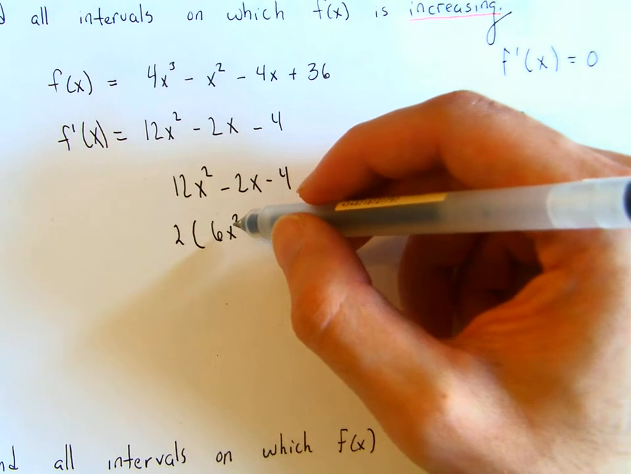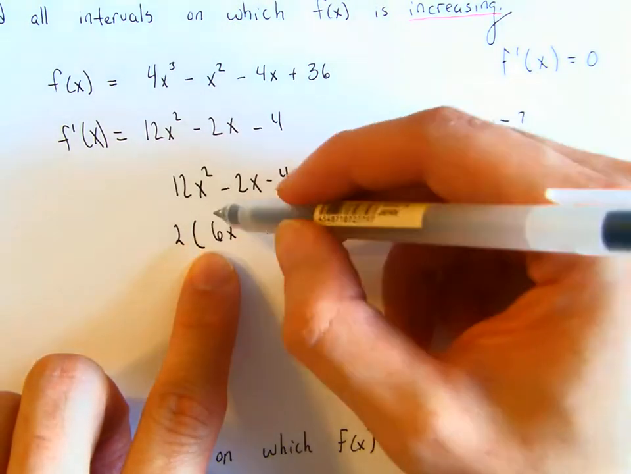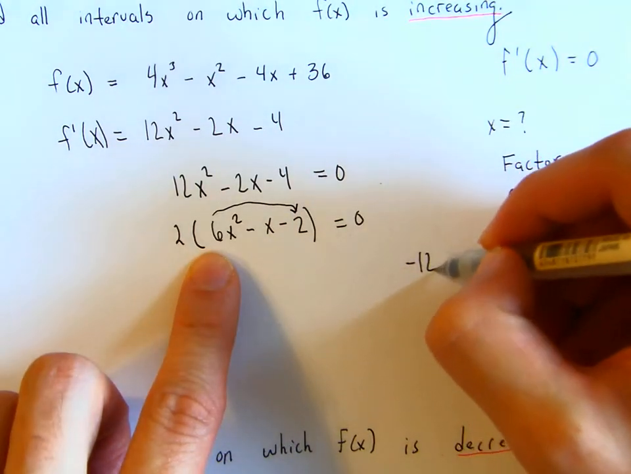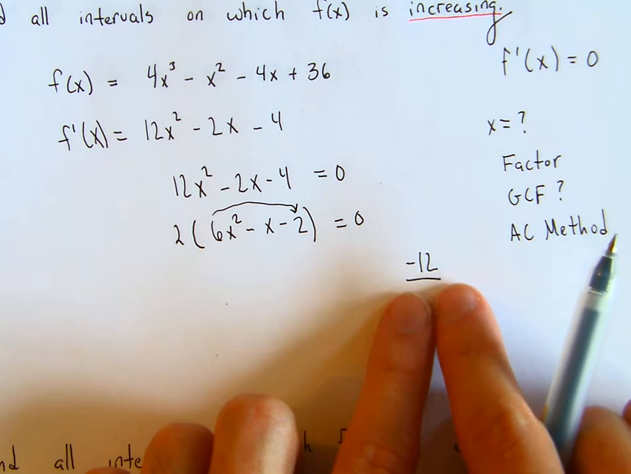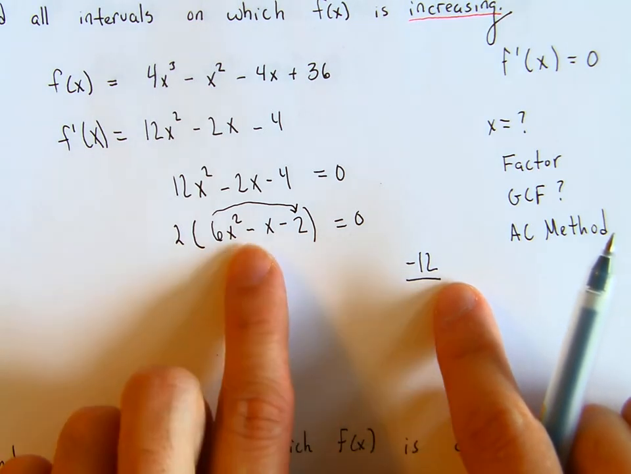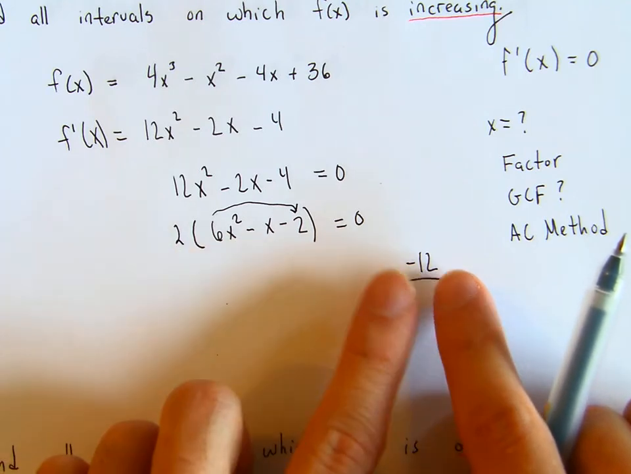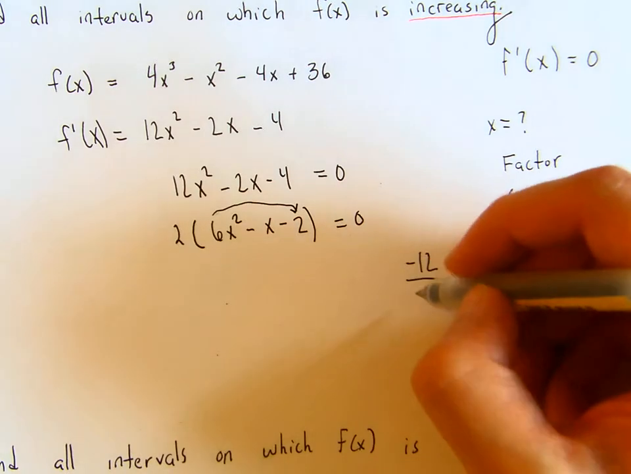We have, let's see, so how do we factor this? What do we say? We say a times c, right? 6 times negative 2 is negative 12. What two numbers, when you multiply, give you negative 12, but when you add, give you negative 1? Pause the video and try and figure that out. I'll say it again. What two numbers, when you multiply, give you negative 12, but when you add, give you negative 1?